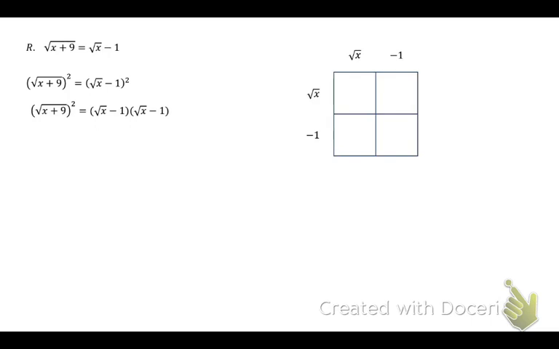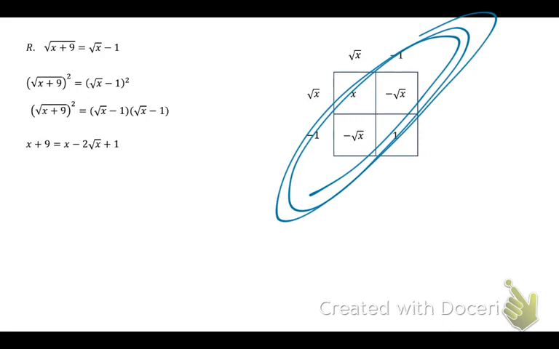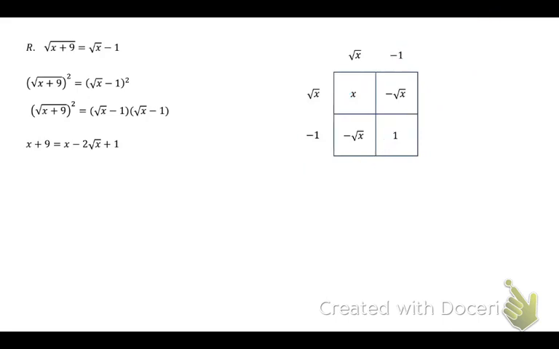So the square root of x times the square root of x is x. Negative 1 times the square root of x is negative square root of x. Negative 1 times square root of x, negative square root of x. Negative 1 times negative 1 is 1. So that right side becomes x minus 2 square root of x, from those two right there, plus 1. The left just becomes x plus 9.